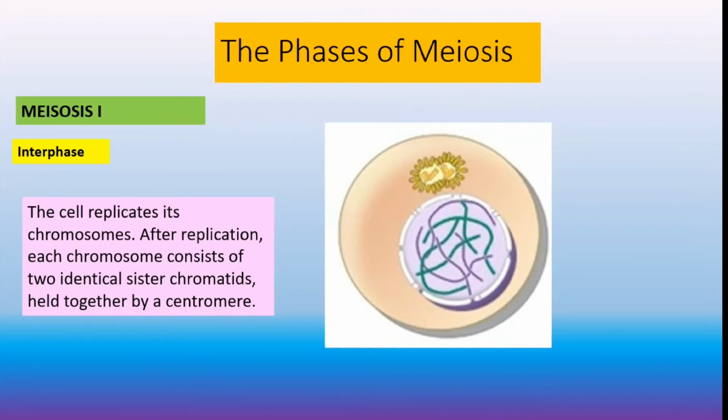The phases of meiosis. Meiosis 1. Interphase. The cell replicates its chromosomes. After replication, each chromosome consists of two identical sister chromatids, held together by a centromere.